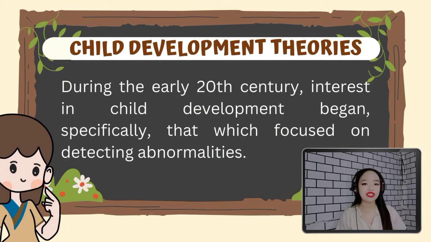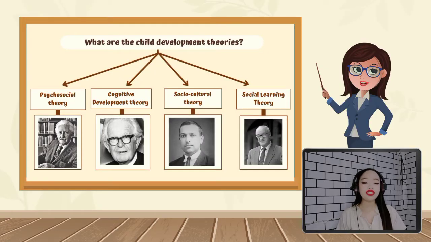During the early 20th century, interest in child development began, specifically that which focused on dissecting abnormalities. Certain theories were discovered based on this interest to appreciate the growth that children experience from birth to adolescence. So, what are the child development theories? These are the psychosocial development theory of Erik Erikson, the cognitive developmental theory of Jean Piaget, the sociocultural theory of Lev Vygotsky, and the social learning theory of Albert Bandura.